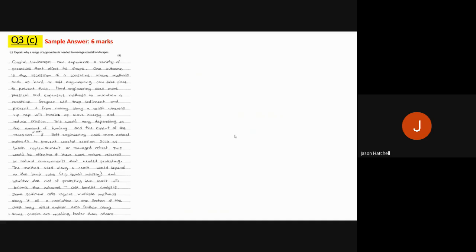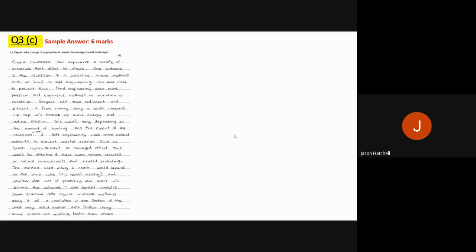Okay, we're on to question 3C now. Question 3C is an 8-mark question that says explain why a range of approaches is needed to manage coastal landscape. And that is worth 8 marks. This answer on screen got 6 marks.